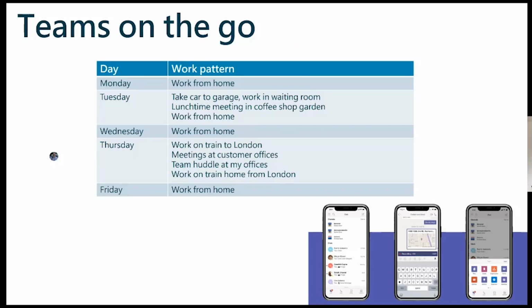Wednesday, I'll work from home, so I've got full connectivity. I've got to make phone calls. Again, I've got all of that there straight out of my Teams app. Thursday, I'm going to work on the train in the morning. It might be a bit crowded and I'm a little bit worried about people looking over my shoulder, so I'm just going to do some emails and perhaps work on a couple of documents, send some Teams messages on my phone. That's fine.